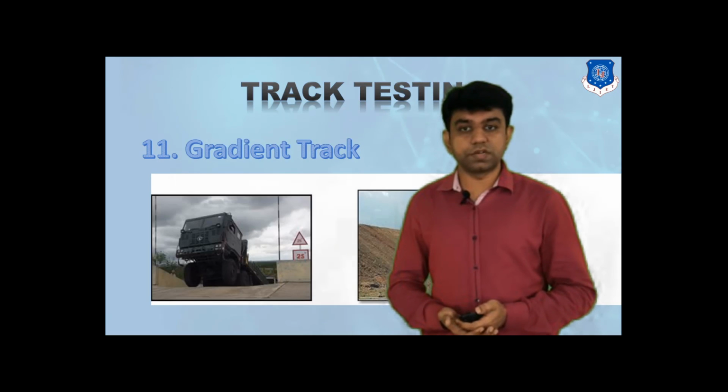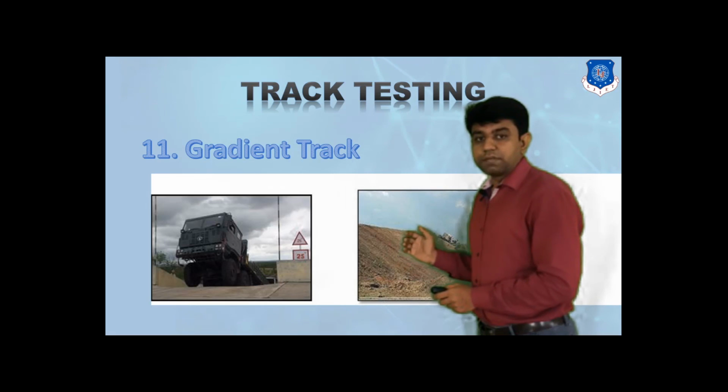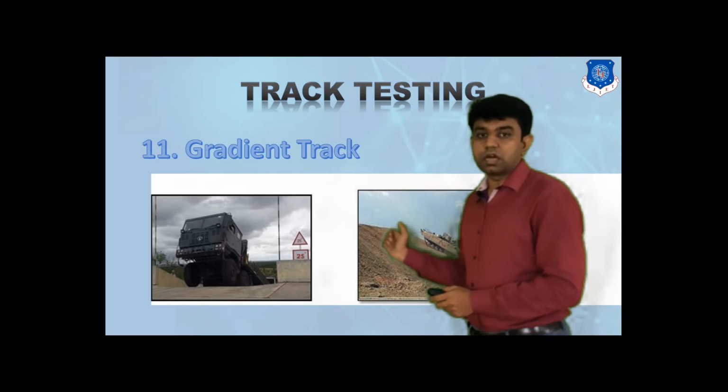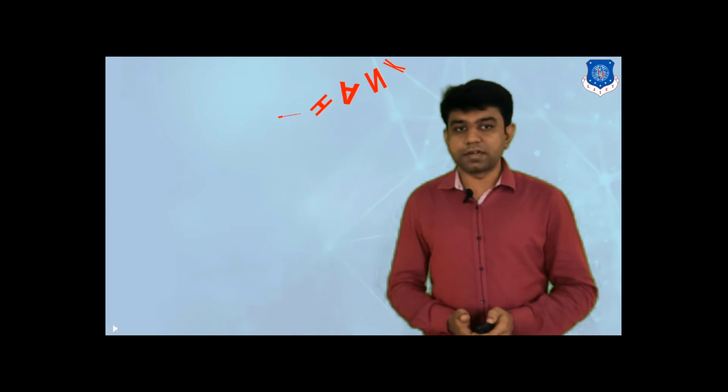And the last track is the gradient track. Gradient, the word indicates the slope. Whenever we are testing the vehicle across a slope, that is nothing but a gradient track. So that's all about the different test track conditions. We are keeping up to this.